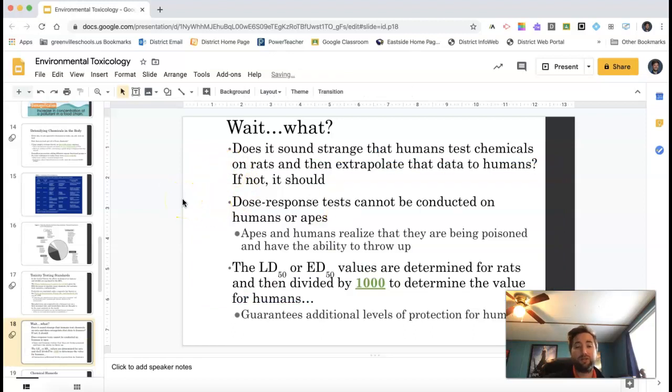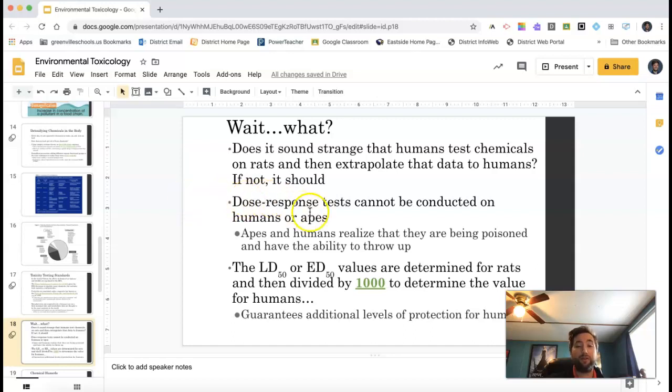So doesn't it sound strange that humans test chemicals on rats and then they extrapolate that data to humans? The word extrapolate means we have this data and we're going to take it and extend it outwards. So for example, if we have two variables and we see that there's a trend between the two, we can take that and extend it outwards for other things.